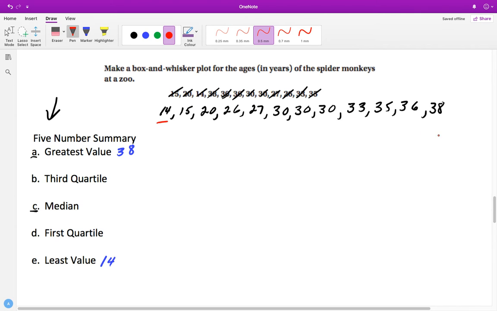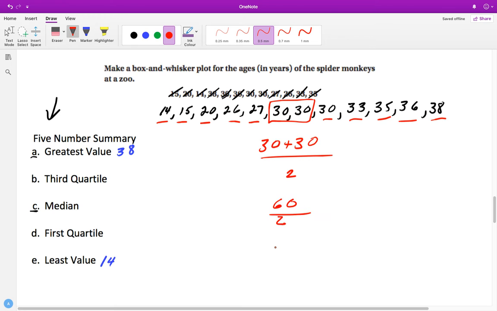So I'm going to go ahead and start canceling out these values. I'm underlining them instead of crossing them out so it's easier for me to erase later on. But till I get to my middle numbers. All right, so I keep going, and now that means that these two are going to be my middle numbers. So it's actually really easy for me. Do I even have to find the average of these two numbers? Well, 30 plus 30 divided by 2, it's going to be 60 divided by 2, which is also 30. So my median, I know, is going to be 30.